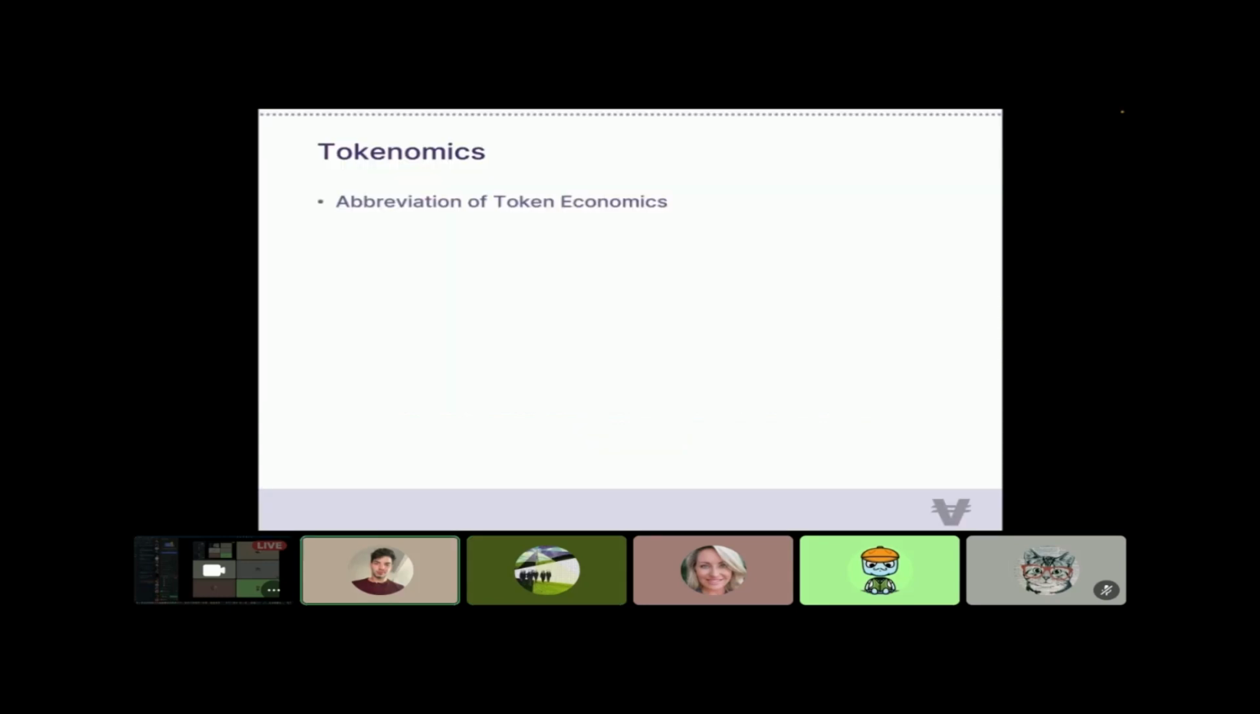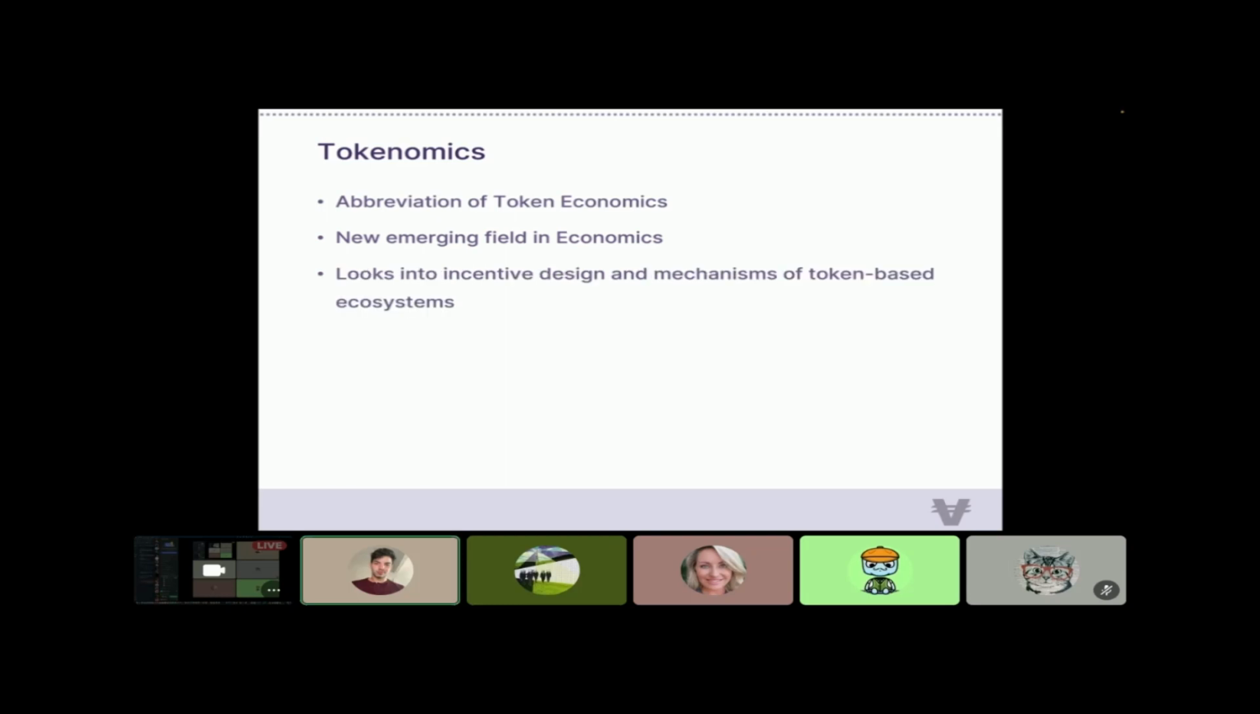So what is tokenomics first? It's an abbreviation of token economics. It's a new emerging field in economics, and it looks into incentive design and mechanisms of token-based ecosystems. As I'm saying, it's a new field. I'm not an expert, and there are probably not that many experts around.